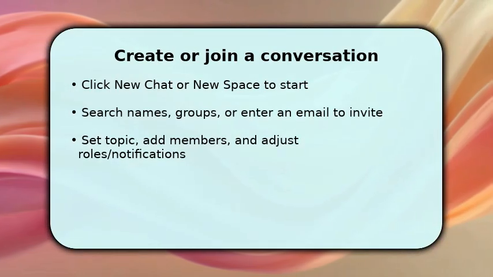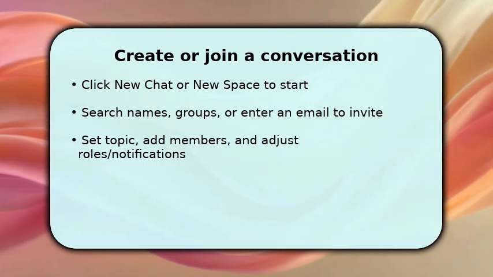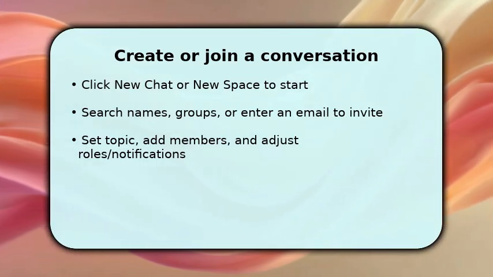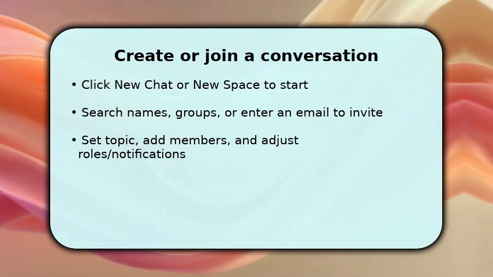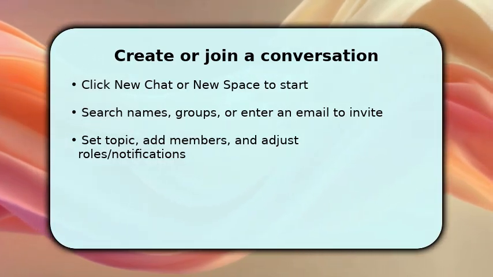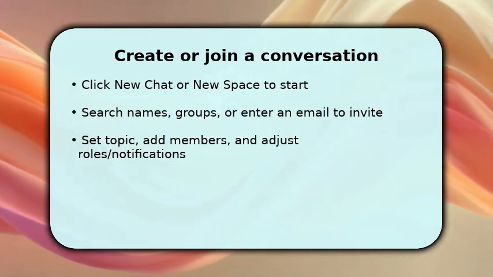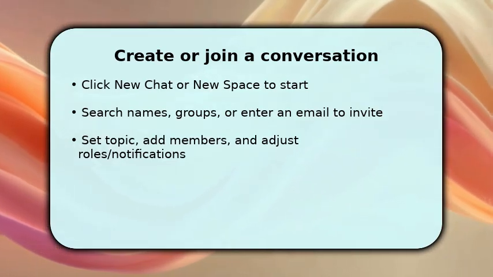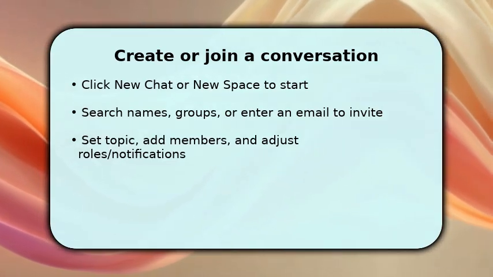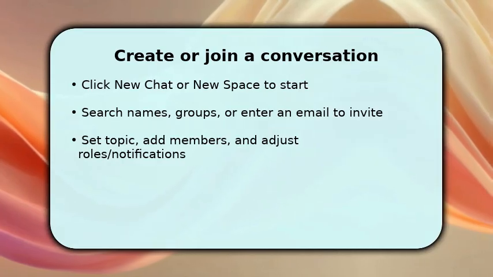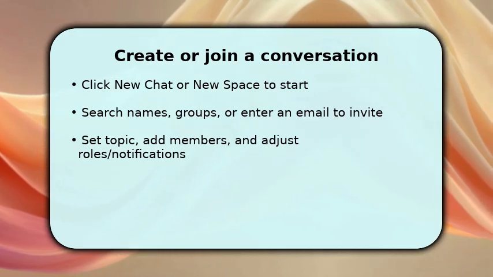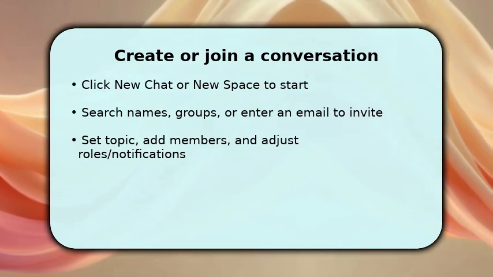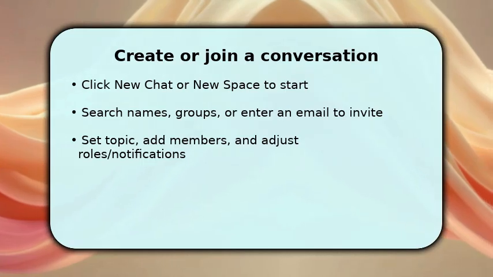Now create or join a chat. Click New Chat for one-to-one messages or New Space to build a group workspace. You do this because Spaces let you organize topics and files. Search for teammates by name or paste an email to invite external collaborators. Once members are added, set a clear topic and adjust notifications so only essential alerts come through. If you need structure, create threads inside a space to keep discussions focused and searchable. That prevents message overload later.